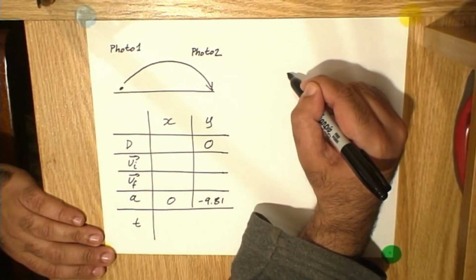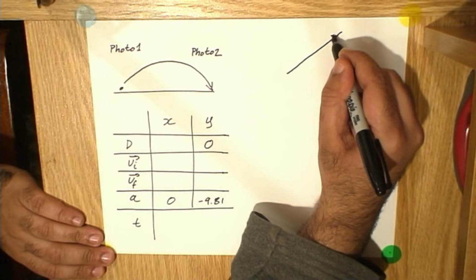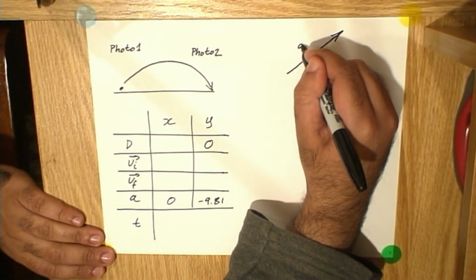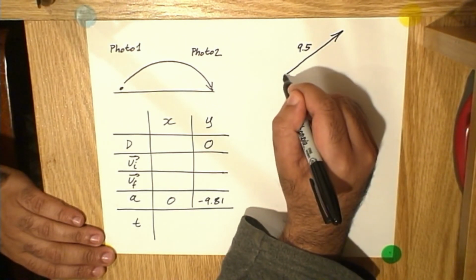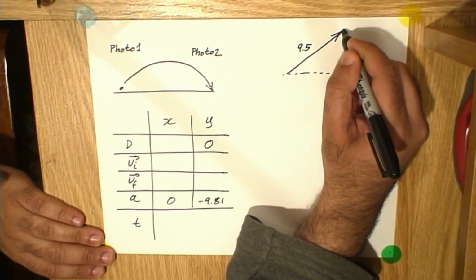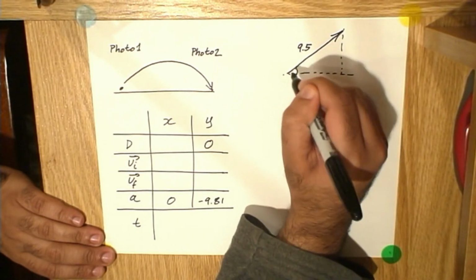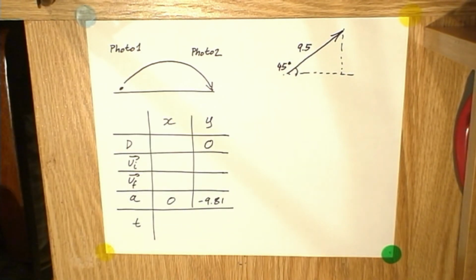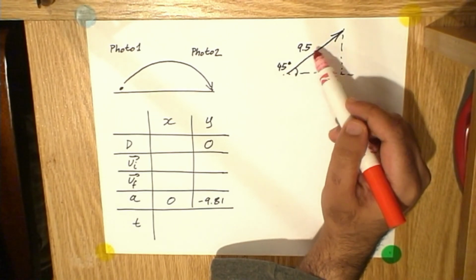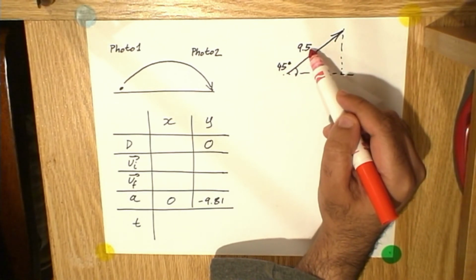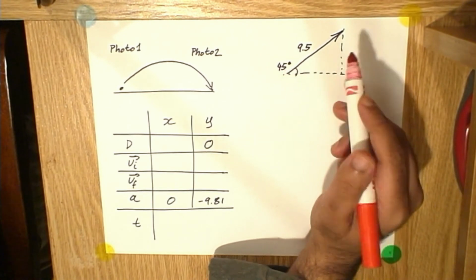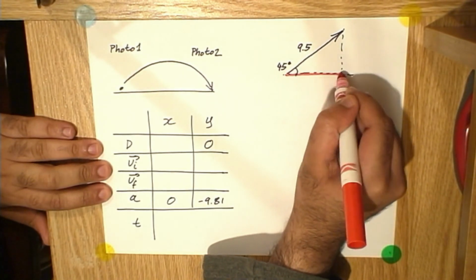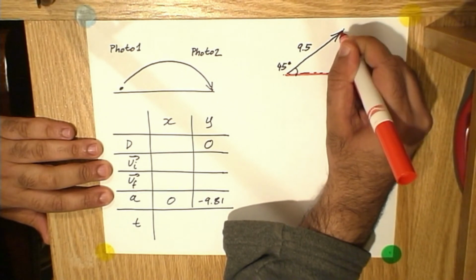Well, the launch looks something like this. They jumped at 9.5 meters per second, and if they want the greatest range, that means that they have to get launched at 45 degrees. 45 degrees is the angle that always gives you greatest range. So now we have a velocity vector expressed in polar, 9.5 at an angle of 45 degrees. That's a polar vector.